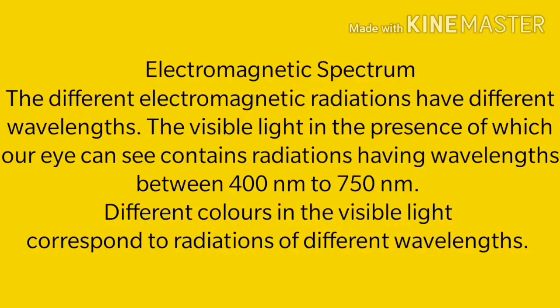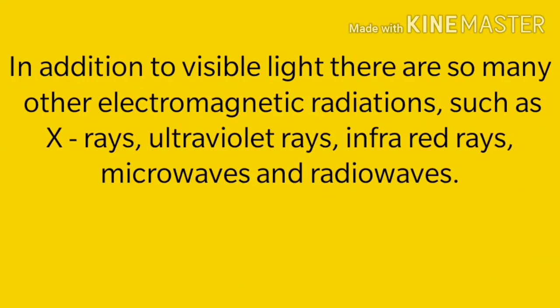Other than visible regions, some invisible regions are also there. So these wavelengths we cannot see with our eyes. That's why it is called invisible. That means on both sides of the visible region there is an invisible region. One is called the ultraviolet region and the other is called the infrared region. So in this way the waves are arranged.